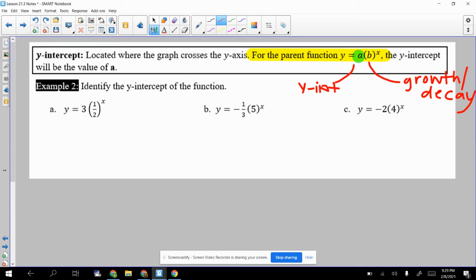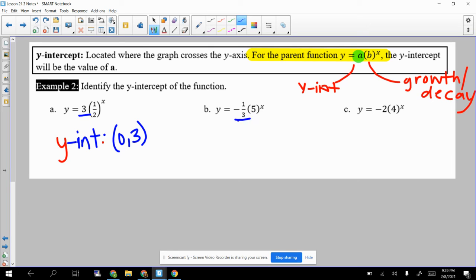Okay, y-intercept. So all we have to do in these is identify the y-intercept. So that's your a value. So we would just say that the y-intercept, and remember that's a point, it's where your graph crosses through the y-axis, we would say that as 0, 3.